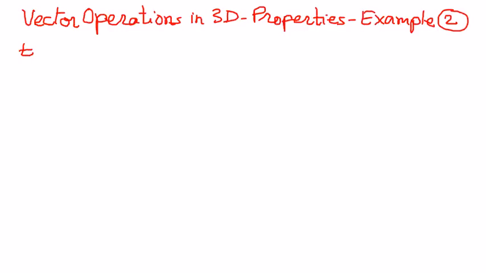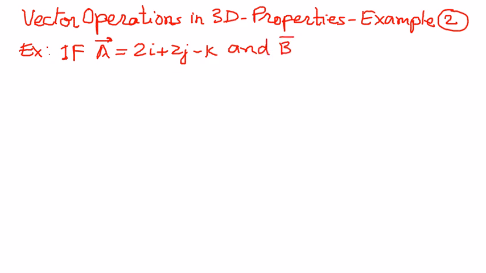In this example, if A is a vector and the components of these are 2i plus 2j minus k, and if B is another vector, and in here we have 6i minus 3j plus 2k, we want to find the dot product between vector A and vector B. So to do that, we're going to follow the following steps.